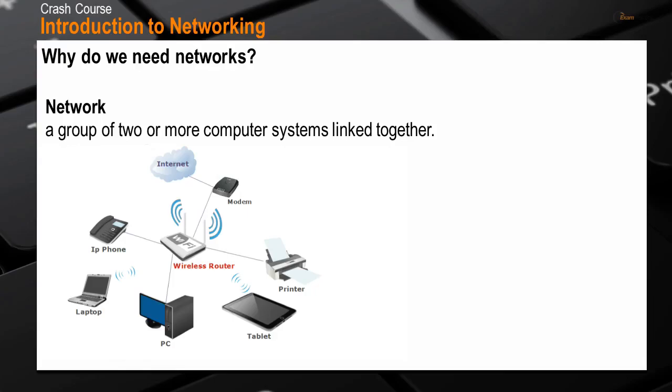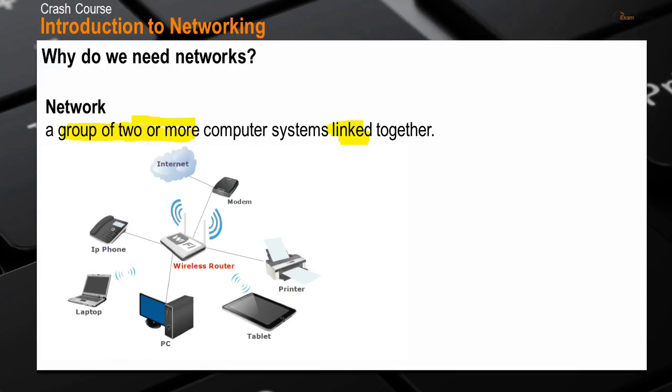It is pretty easy to come up with a definition. Network means that you have at least two computer systems that are connected, linked together, and can work together, see each other, and talk to each other. What does it mean? For instance, if you're at home and you have a router, and they are linked, it means that you have a router and then you have a laptop.